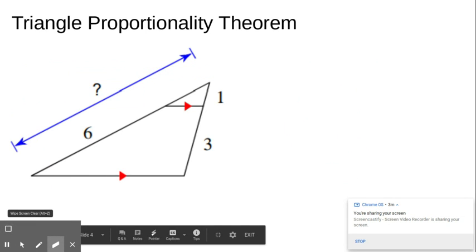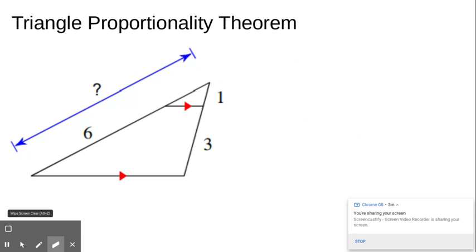All right, let's try another one here. Now, in this case, they want the entire side. Well, I don't need to mess with the entire side. There's a couple different proportions I'm sure you know you could set up. But I'm not going to mess with the entire side. I just want to find this. And then once I'm done, I need to remember that they want the answer for the entire side.